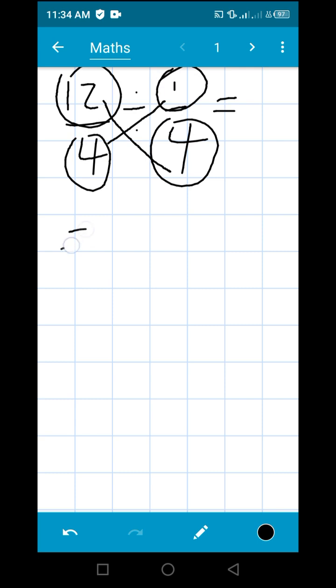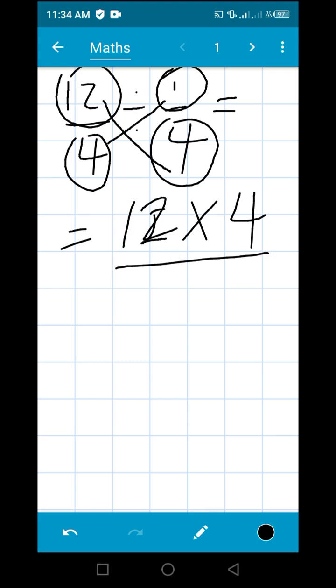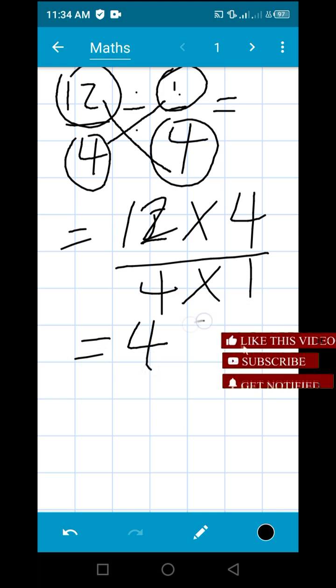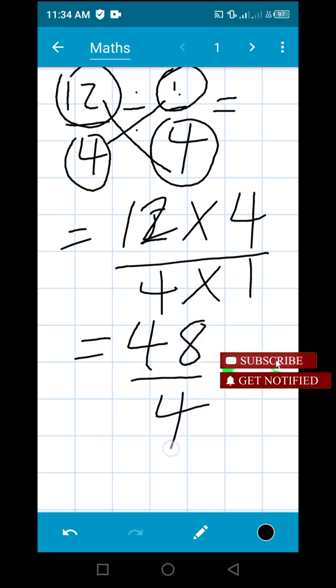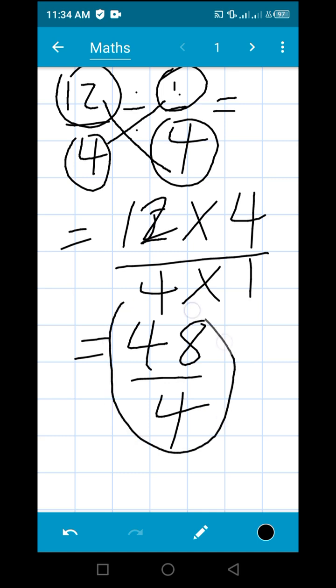So this will be the same as 12 times 4 divided by 4 times 1. It will be the same as 12 times 4, which is going to give us 48, as you can see here, divided by 4. So this is the answer in fraction in this case.